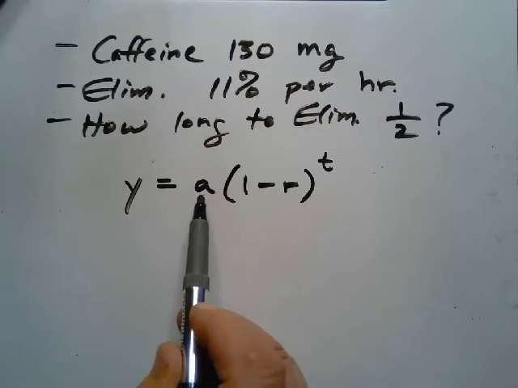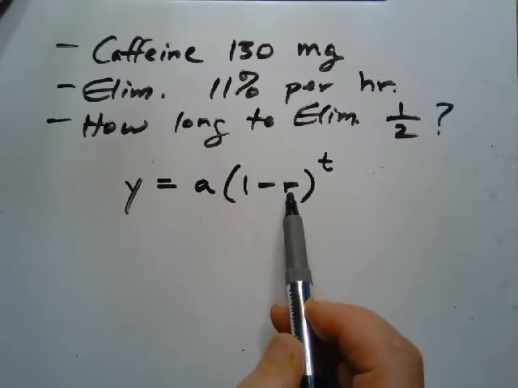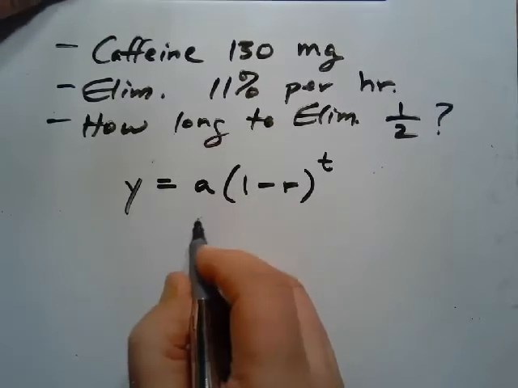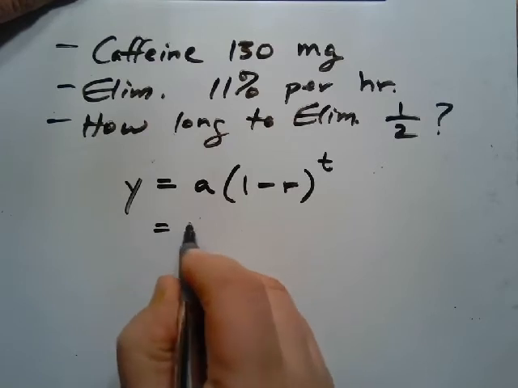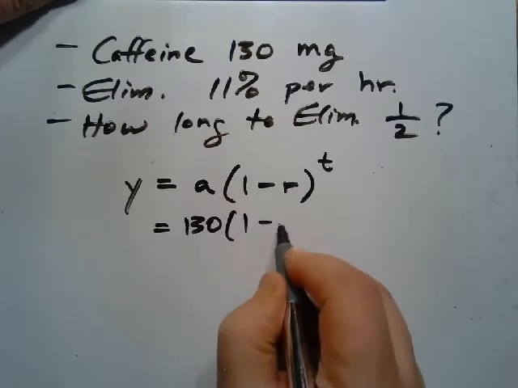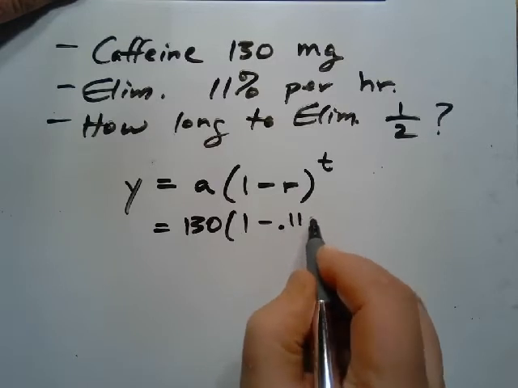I can put the initial amount in here, I can put the percent in here, and we'll talk about how to find t, which is what I need to find. So let's put this in here. The original amount was 130 milligrams. The percent is 11%. Let's write it as a decimal, 0.11.